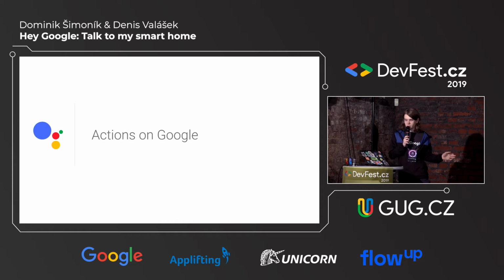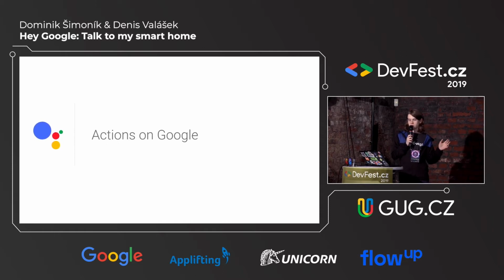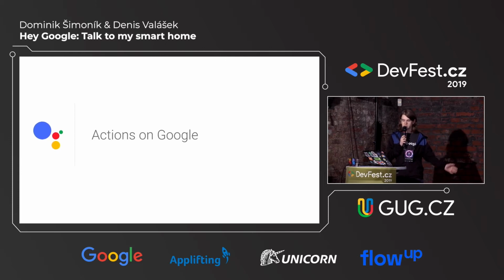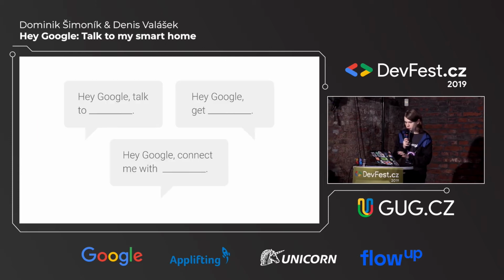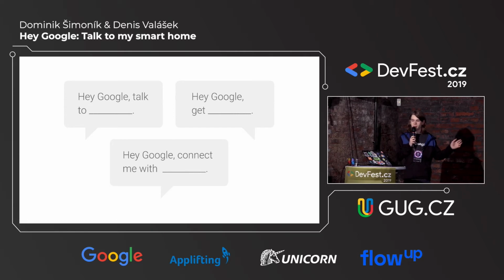We'll be talking about smart home mostly, but just a quick introduction: you can also make conversational actions for Google Assistant. The platform for both is called Actions on Google. An Action is like an app on Google Assistant, and you will be talking to these apps. You can try it now. For example, if you say, hey Google, talk to Developer Festival, you will talk to an Action about this DevFest.